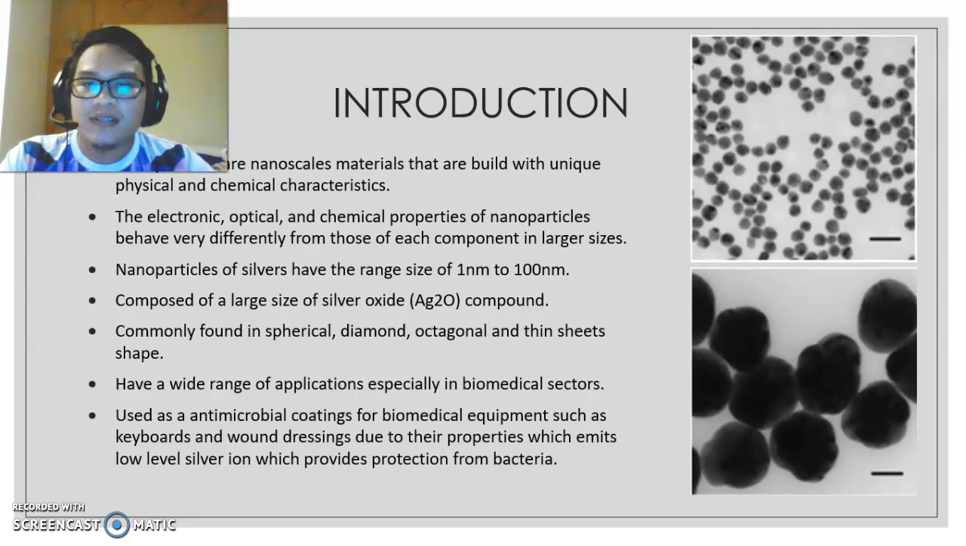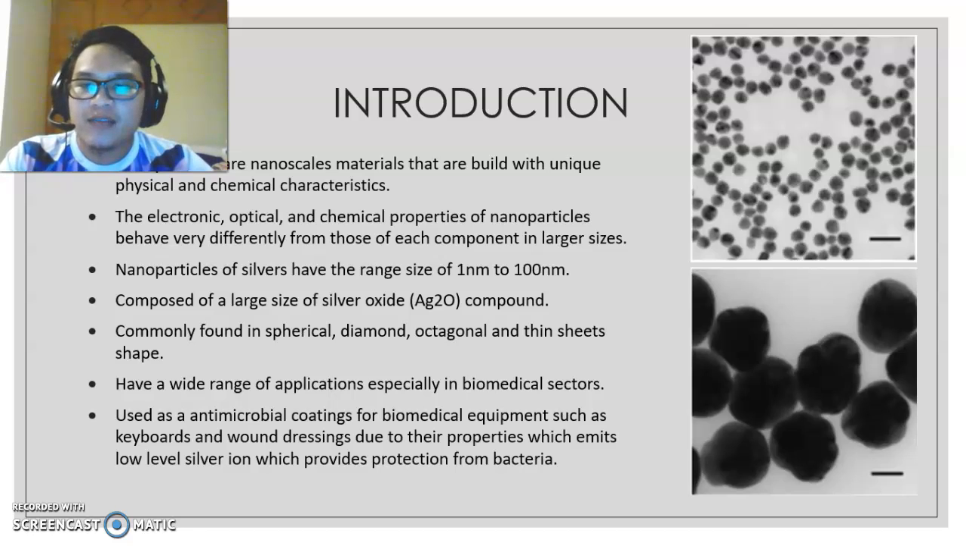Nanoparticles of silver have a size range of 1 nanometer to 100 nanometer. It is composed of a large amount of silver oxide, which is the Ag2O compound. It is commonly found in spherical, diamond, octagonal, and thin sheet shapes.